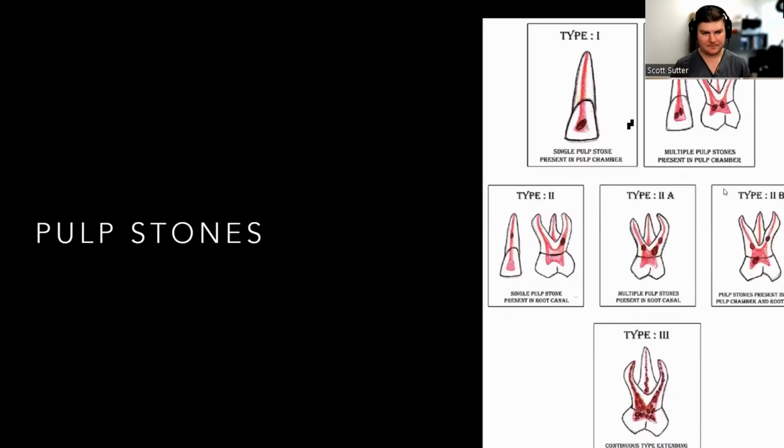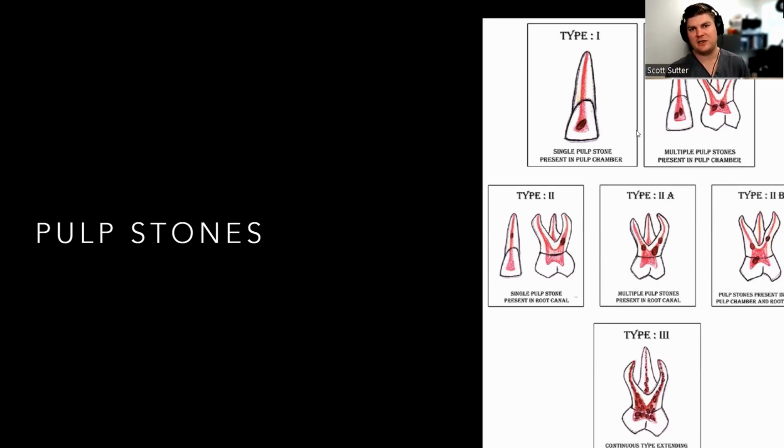So, all right, finally, pulp stones. I had to include this image because it's out of the Journal of Conservative Dentistry, so it's a legit journal. This definitely was drawn with colored pencil, and it's great. I actually love it. If you look at it, it's clearly colored pencil, but they did a really fantastic job of showing the different types. These are pretty easy.